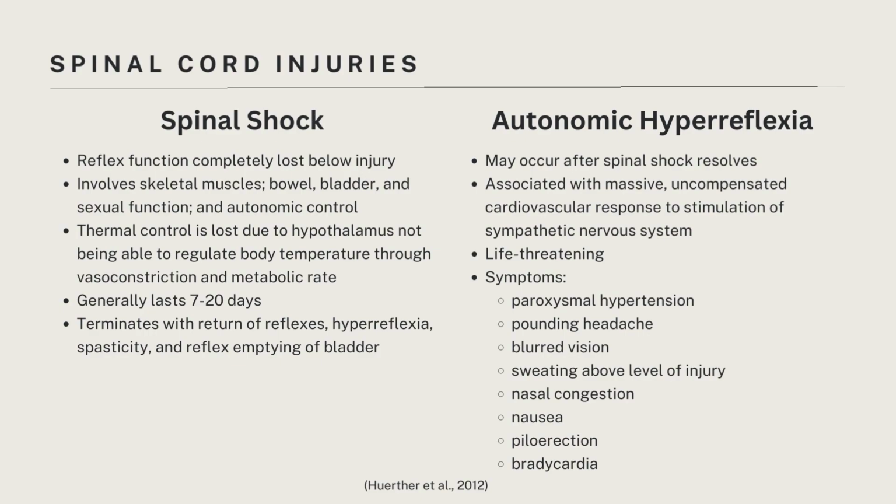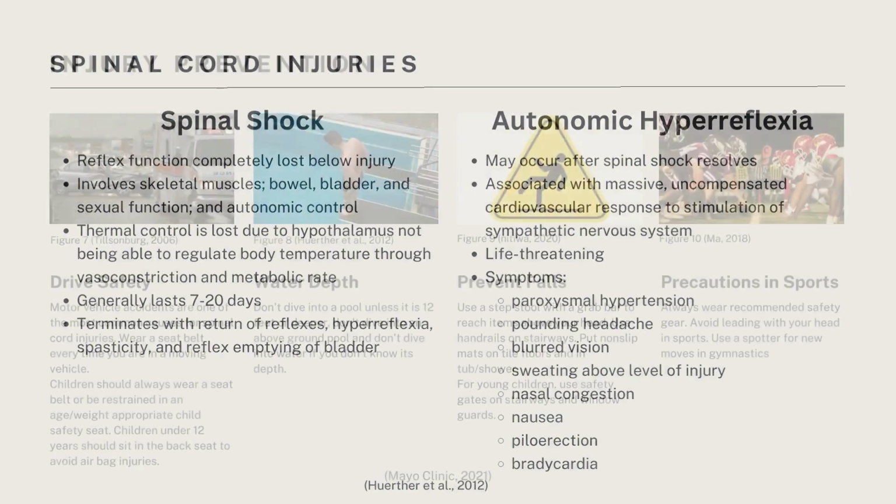Associated with this is autonomic hyperreflexia, which may occur after the spinal shock resolves. It's associated with massive, uncompensated cardiovascular response to stimulation of the sympathetic nervous system. It is life-threatening, and the symptoms consist of proximal hypertension, pounding headache, blurred vision, sweating above the level of the injury, nasal congestion, nausea, piloerection, and bradycardia.